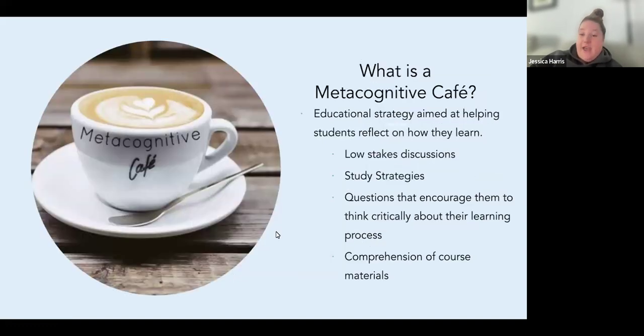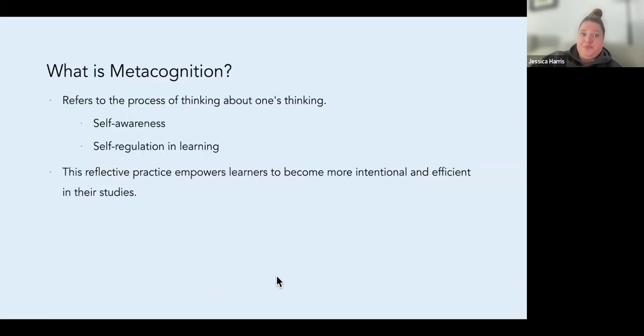So what is the Metacognitive Cafe? It's really an educational strategy that's aimed at helping students reflect on how they learn. You can do this in several ways, low stakes discussions. It could be study strategies or questions that you're giving students that encourage them to think critically about their learning process, and also comprehension of course materials. There's several different ways that you could go about this. Really, these types of discussions promote self-awareness, community building, and improve learning outcomes by fostering a supportive environment where students can share their struggles, their strategies, and their successes.